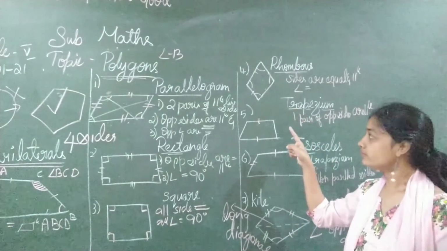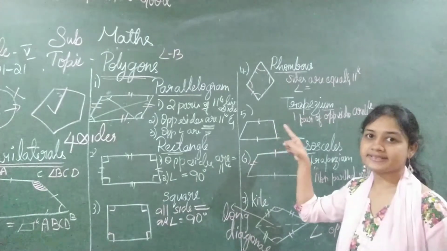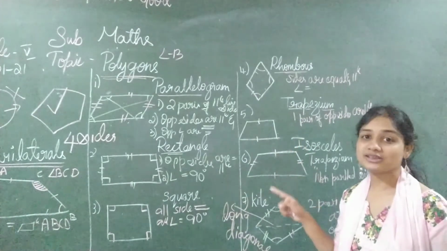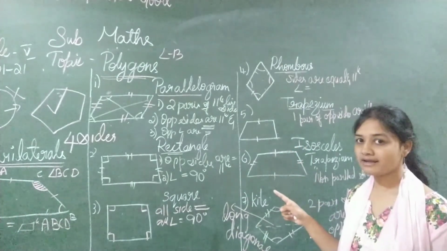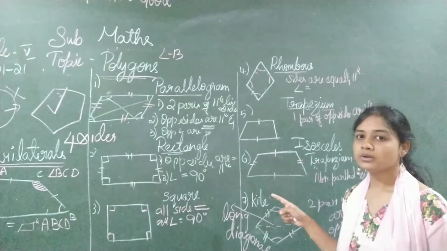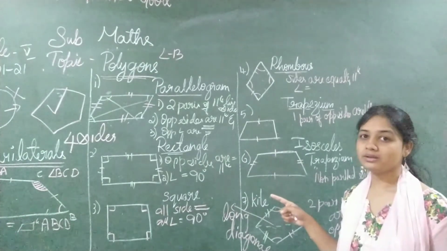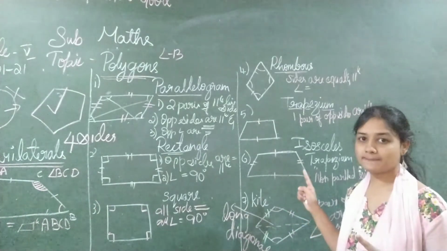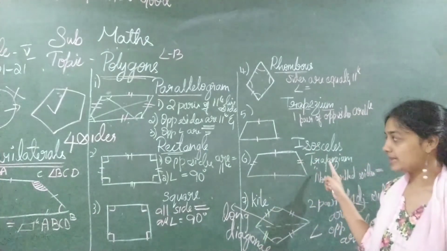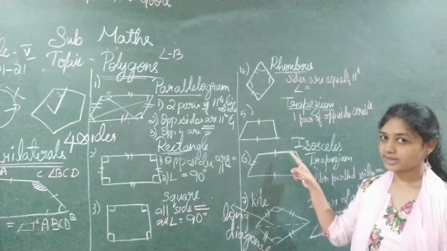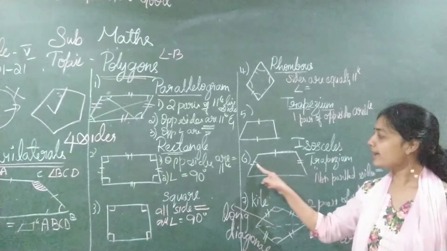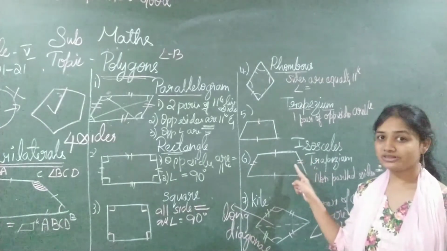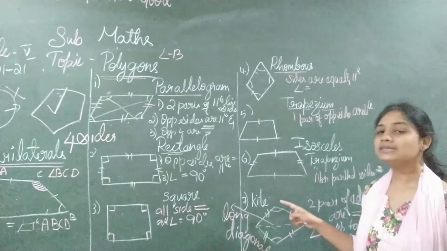In a trapezium, only one pair of opposite sides are parallel. In this, we have a special type of trapezium which we call an isosceles trapezium. You have already learned isosceles triangle, which means two sides are equal. The same thing follows in an isosceles trapezium too. In an isosceles trapezium, one pair of opposite sides are parallel and one pair of non-parallel sides are equal. So this is a special type of trapezium. The next is kite.